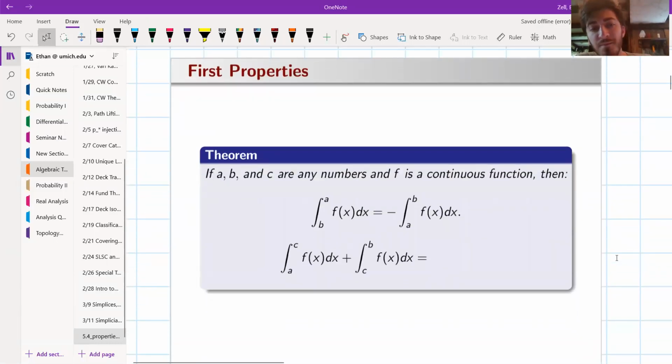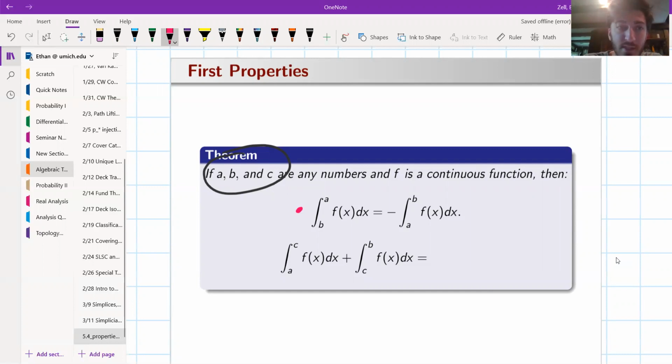So for the first one, we have two properties we're looking at. We have some real numbers. A, B, and C are our real numbers, and f is some continuous function. And the first property we have is not something that will be tested. But it says that if we switch the limits of integration, then we create a negative sign.